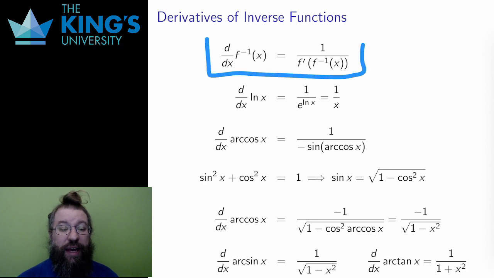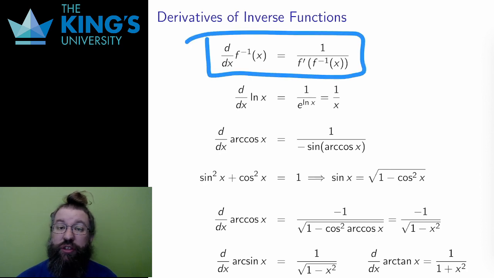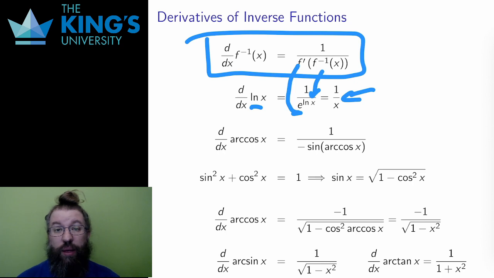Here's the pattern at the top. Let me use this to differentiate the natural logarithm. The logarithm is the inverse of the exponential, so f is the exponential here. The derivative of the exponential is just the exponential, so f prime is also e to the x. Then the formula tells me to compose this with the inverse, which is the natural logarithm, so I get 1 over e to the ln x. E to the ln x is just x, since they are inverses of each other, so I get 1 over x.